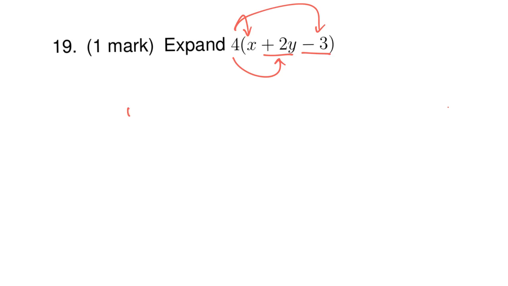So let's go through. First of all, I've got 4 outside of x plus 2y minus 3. I'm just rewriting the question. 4 times x, so that's this bit times this bit, gives me 4x. 4 times positive 2y, or plus 2y, gives me 8y. And that's positive, because a positive times a positive is a positive. And then I've got 4 times -3. Now remember, a positive times a negative gives me a negative answer, so it'll be -12. That's it. There's nothing else to tidy up. I've got no like terms to tidy up, so we've expanded that.